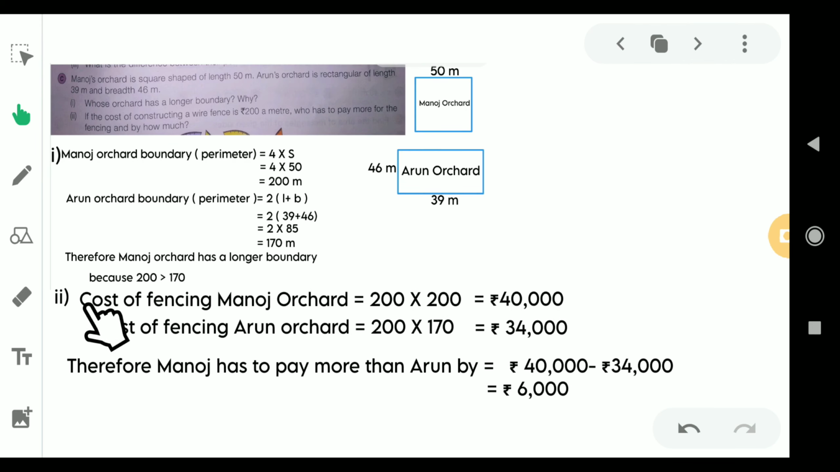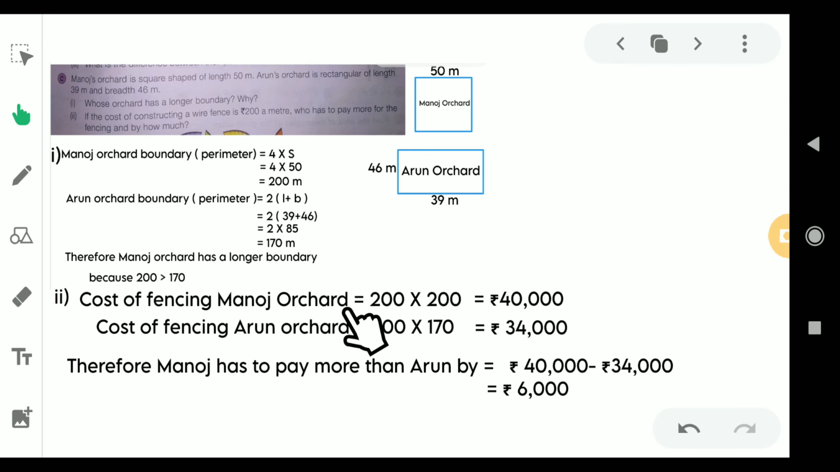First of all, to find the cost of fencing, we must know the perimeters of both the lands. We already know this: the perimeter of Manoj's land is 200 meter and the perimeter of Arun's land is 170 meter. Based on this, we are going to find the cost of fencing. Let us find the cost of fencing Manoj's orchard first.